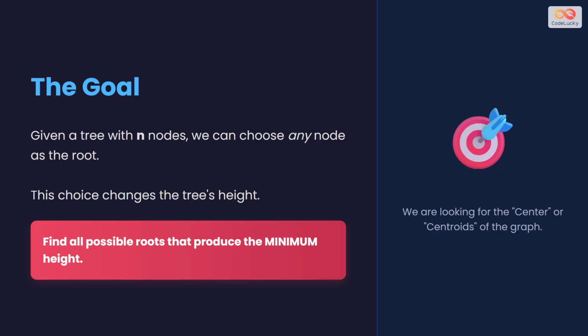Our problem gives us a tree structure with n nodes. We need to find which node, if chosen as the root, results in the minimum possible height. Essentially, we are looking for the geometric center, or centroids, of the graph.